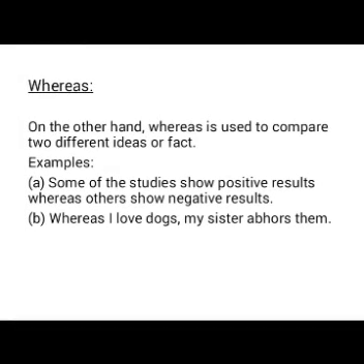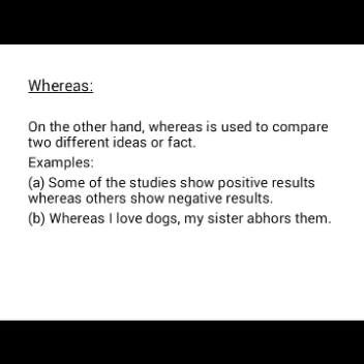Now, let's look at whereas. Whereas is another subordinate conjunction that is used to compare two different ideas or facts. Examples: 1. Some of the studies show positive results, whereas others show negative results. In this sentence, we have two facts here. We are comparing the two facts and trying to find the difference between the two studies. We can see that the two studies have different facts.